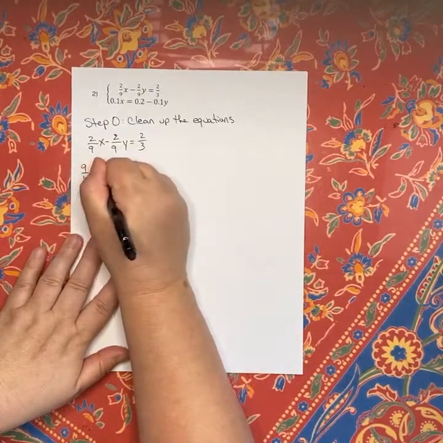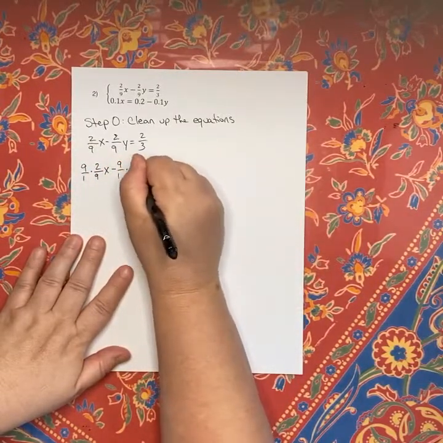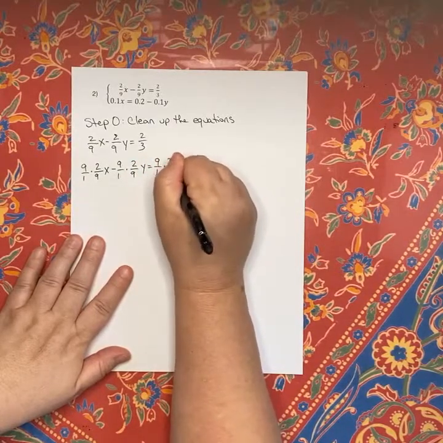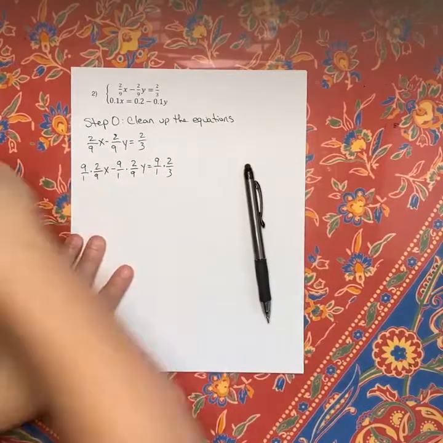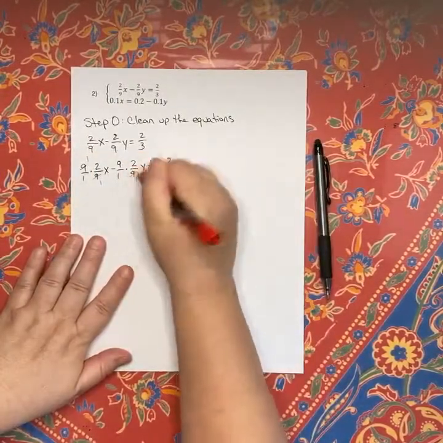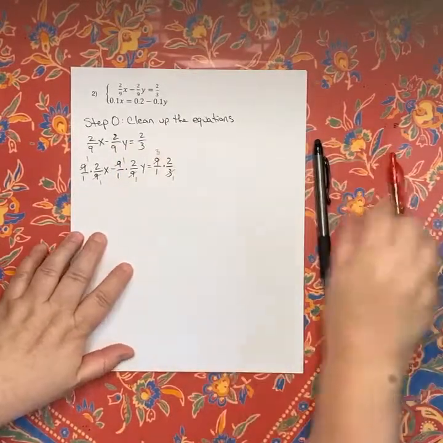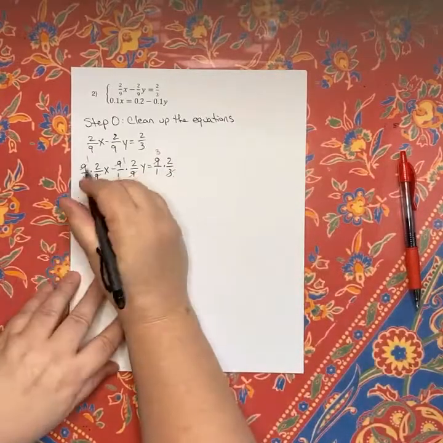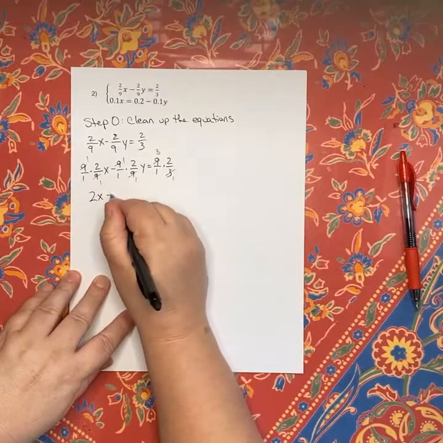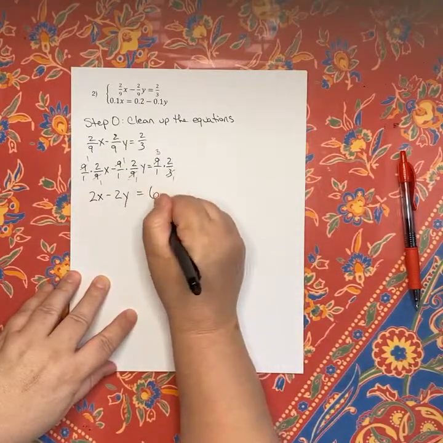9 over 1 times 2/9 x, 9 over 1 times 2/9 y, equals 9 over 1 times 2/3. Bring in my red pen. These 9s cancel. Woohoo! These 9s cancel. This 3 and this 9 doesn't really cancel, but it's close enough, so we're happy. Okay, right here I got a 2x. Right here I've got a minus 2y. And right here I've got 3 times 2, I got a 6.